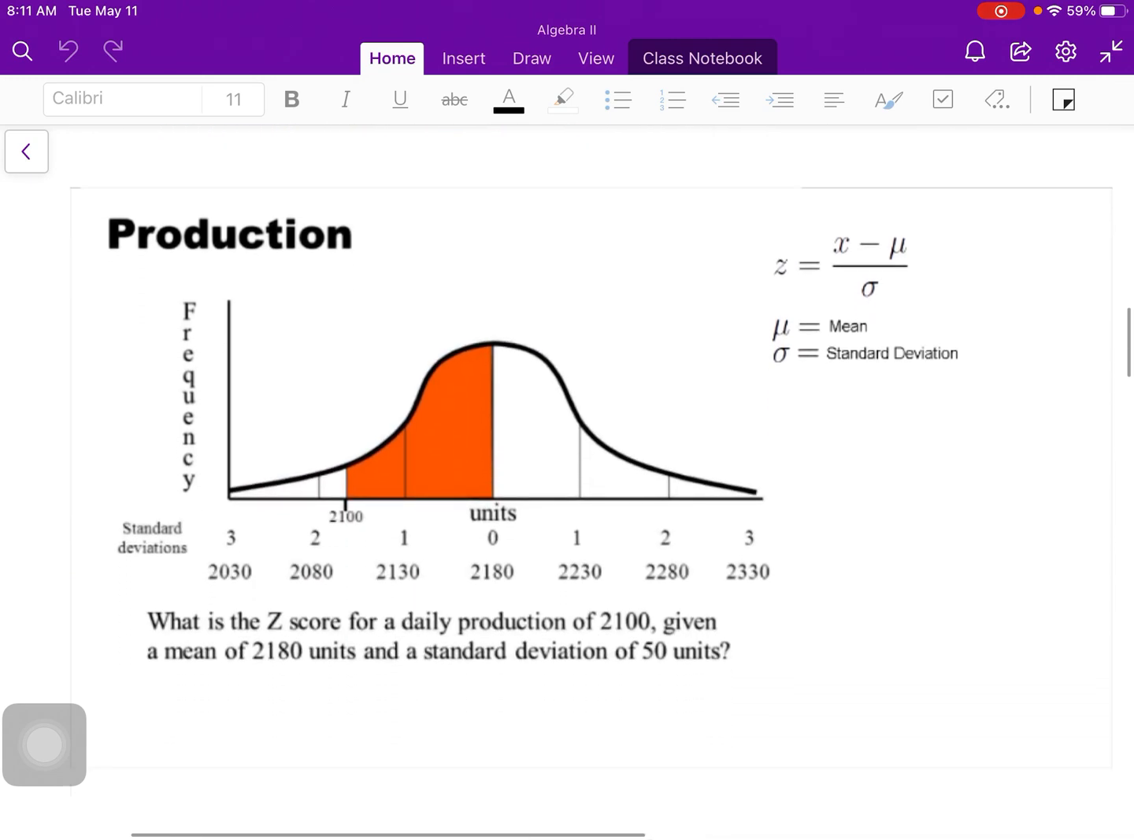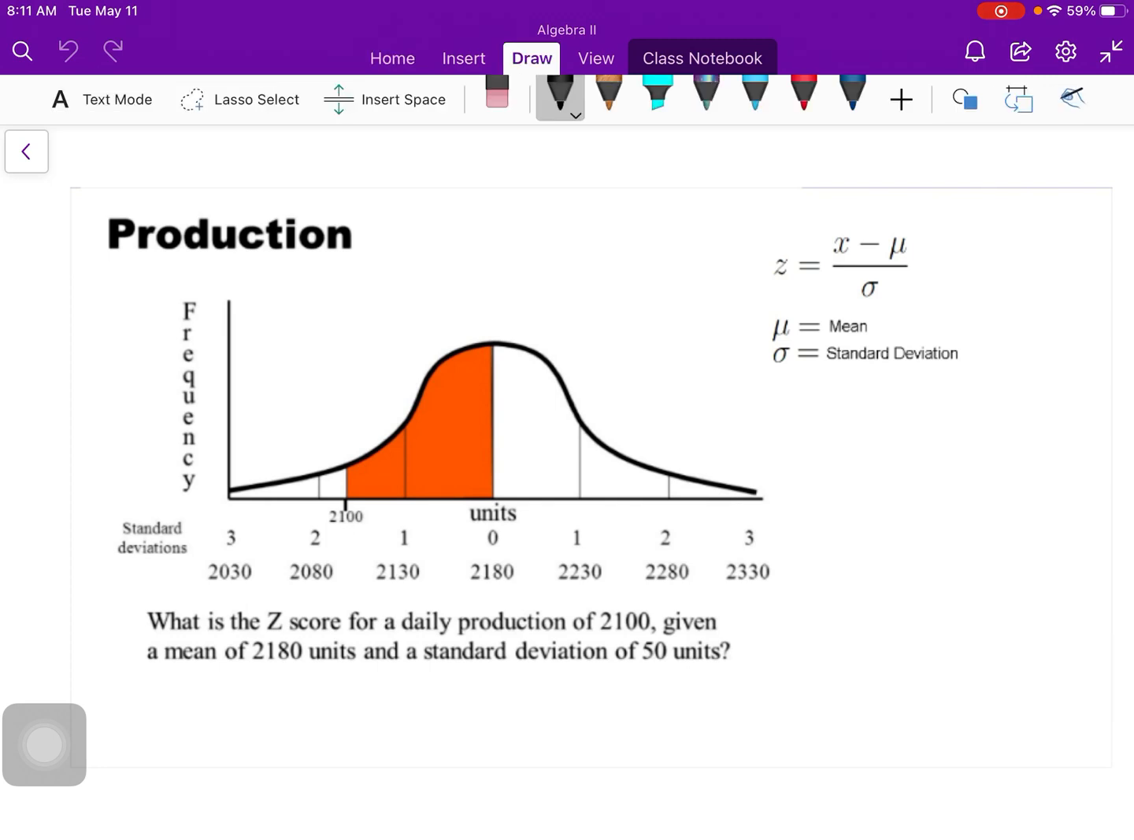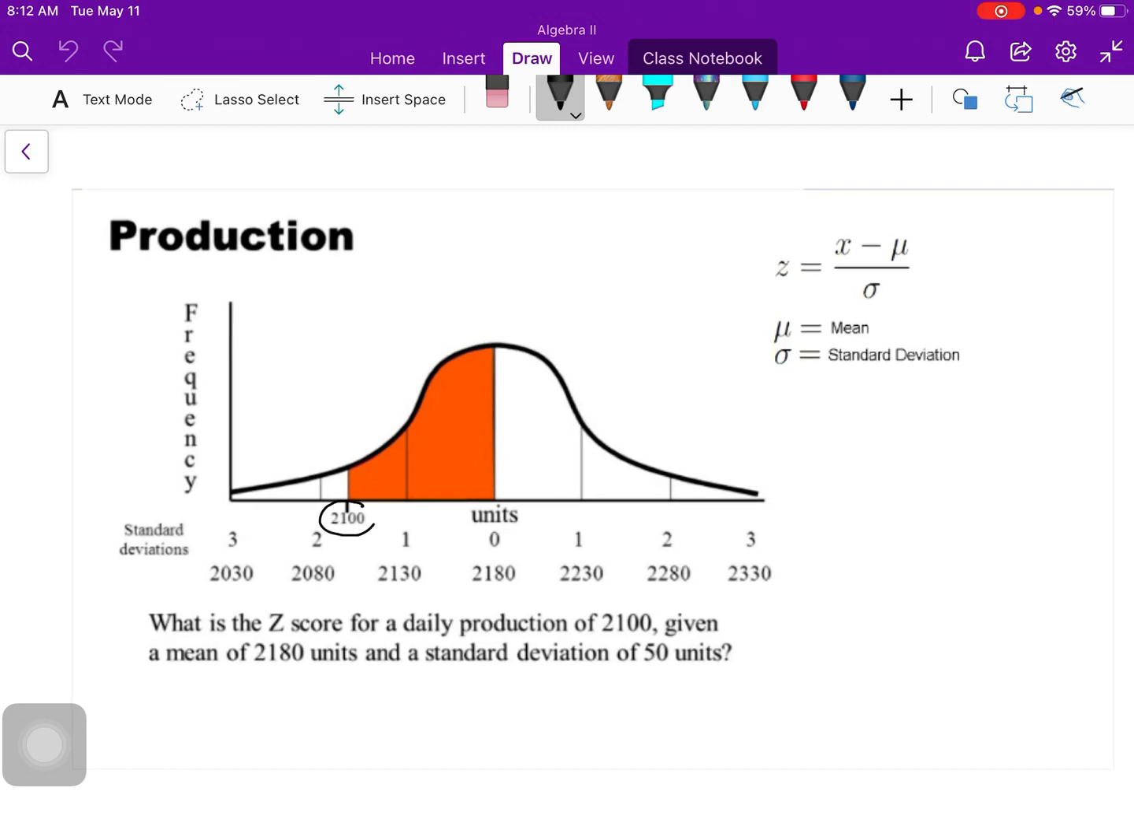Now, what I've got an issue with here is that I've got this area underneath the curve. What we're going to do is find the Z-score for the daily production of 2,100, given that the mean is 2,180 units and the standard deviation is 50 units. Okay, well, to get to 2,100, I didn't go 1 standard deviation away to the left or even 2. It's somewhere in between. So what I'll do is find a Z-score. I'll take my observed score minus the average, that Greek symbol there, and divided by the standard deviation.